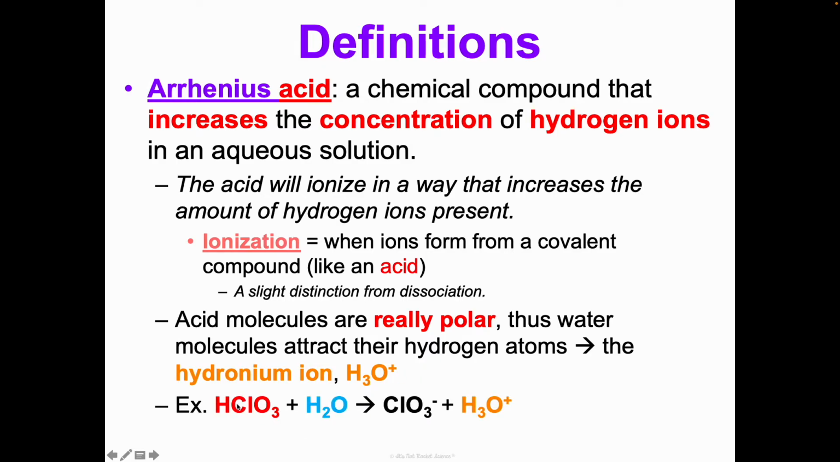For example, right here, HClO3 is an acid. When we put it in water, it ionizes, it separates, and it forms two ions: hydrogen ions and chlorate ions. The hydrogen ions are attracted to the water, and that's where we get this H3O+. So we're increasing the concentration of hydrogen ions in the solution. If you want a general equation for this, we typically see the acid with the hydrogen in front, then it's with water, and it's going to make the anion from the acid, and then we're also going to see H3O+.